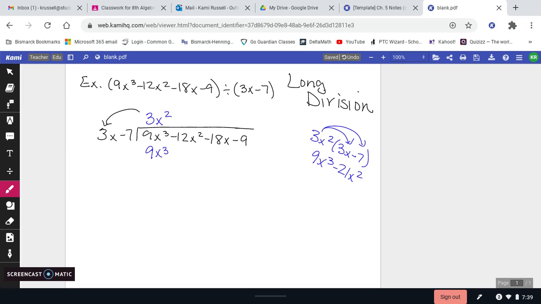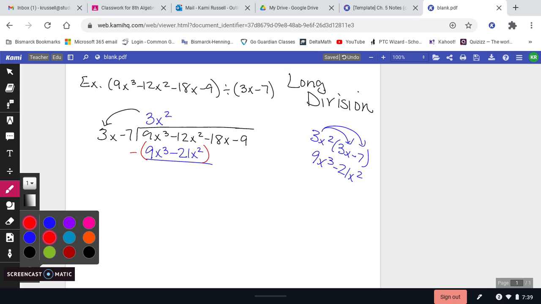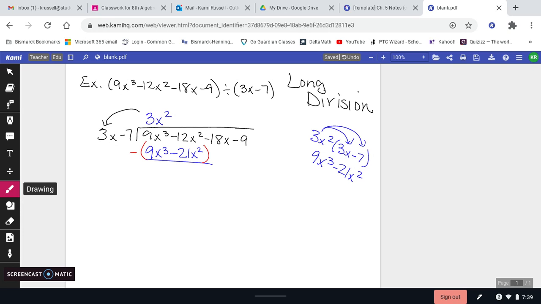So 9x cubed minus 21x squared. Now remember, we're going to subtract. So this is going to get subtracted. When we do that, I'm going to change the sign. So I'm going to change this to add. This is going to go negative. This is going to go positive. Now remember, when you add these together, these first two terms need to cancel each other out. If they don't cancel each other out, there's a mistake somewhere.